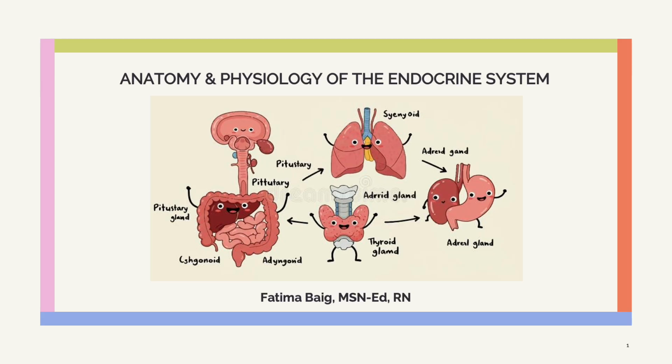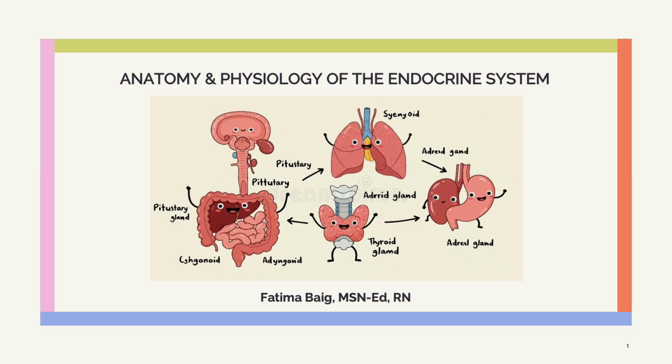Welcome to the lesson on the anatomy and physiology of the endocrine system. We're going to talk about hormones, how hormones actually regulate every function in the body, from growth and metabolism to reproduction and stress responses. This system is often called the body's chemical communication network. Unlike the nervous system, which sends rapid electrical signals to communicate, the endocrine system uses hormones, which travel through the bloodstream to communicate with target cells throughout the body.